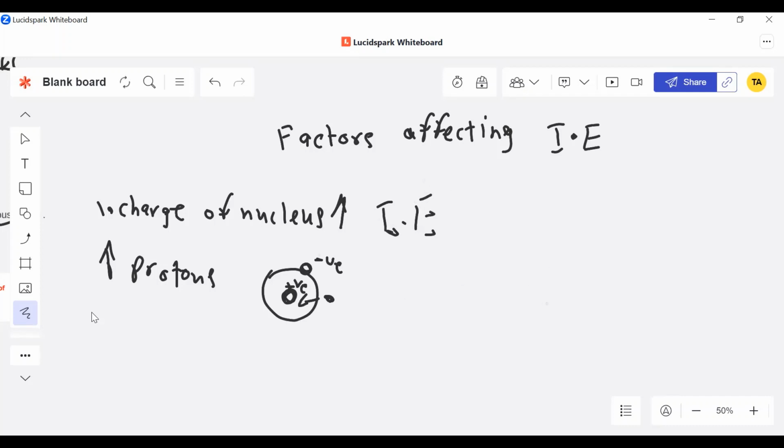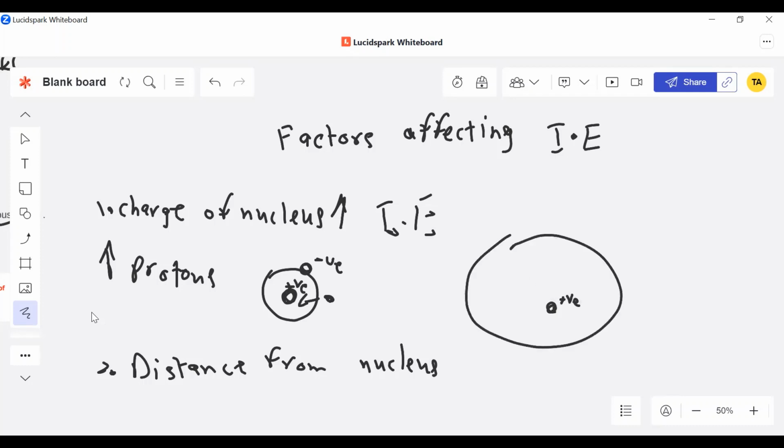Also, the second thing is the distance from the nucleus. So let's say this is the nucleus with the positive charge, and I have this electron right here, which has a negative charge. Similarly, I'll draw another one, but this time it has a smaller radius. So the negative charge, the electron is right here, the proton is right here. You tell me which one will require higher ionization energy.